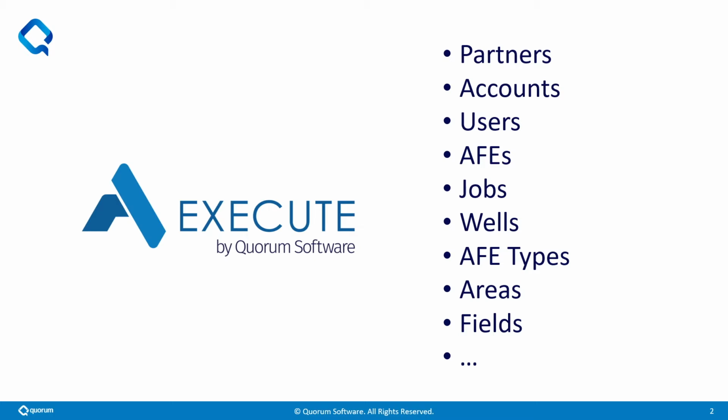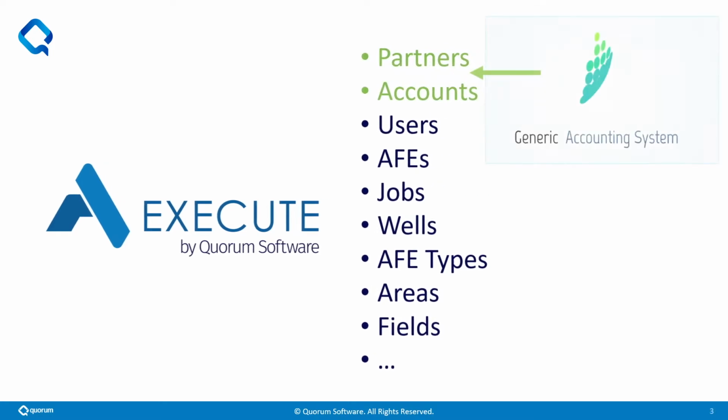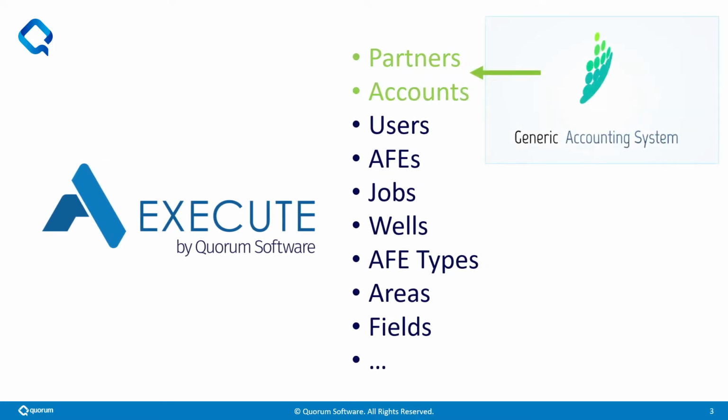We'll have lists of partners and accounts that will be used when we're setting up AFEs. We'll have lists of users, AFEs themselves, jobs and wells, lots of different stuff. And sometimes these lists or part of the data in these lists isn't owned by Aucerna Execute. There might be another system that is the system of record for that piece of information. For example, partners and accounts typically are owned by the accounting system.